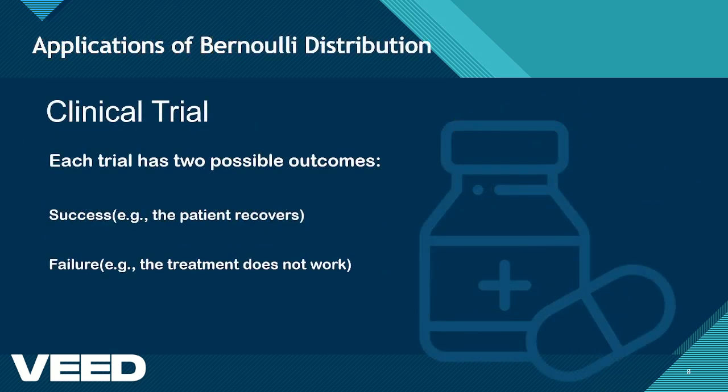Now we will see the application of Bernoulli distribution in clinical trials, where each trial has two possible outcomes: whether the medicine or the supplement will be a success, that is the patient will recover, or we will get an event of failure, that is the treatment doesn't work.